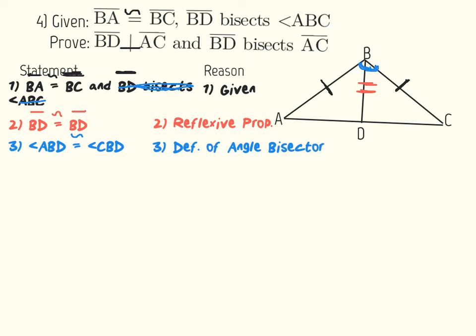Okay, the next step is we should be able to make the jump to say the triangles are congruent because we have a side, an angle, and a side. So that's my next step. Triangle ABD is congruent to triangle CBD by the side angle side postulate.